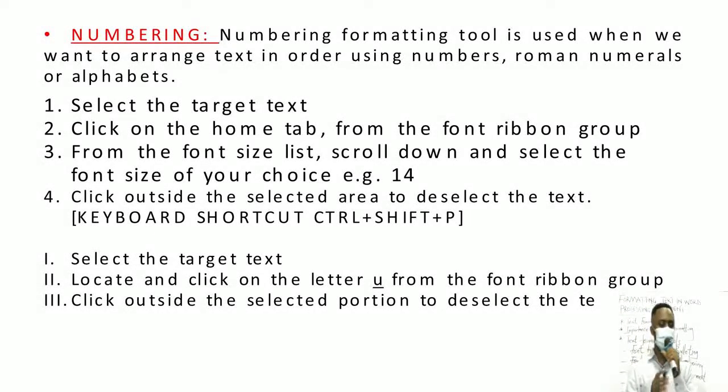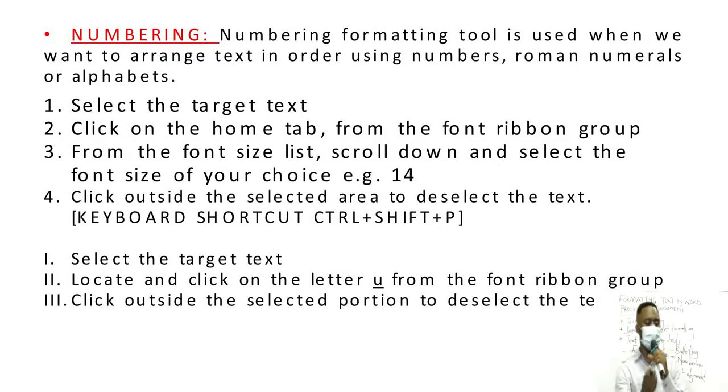As you can see, because I'm emphasizing a sequential order, that is why I have numbers in my first step. Select the target text, click on the Home tab, then from the font size list, scroll down and select the font size of your choice. Then click outside the text to deselect the text. This is showing a sequential order. So here, if I should bring bulletin, I'll be marked down.